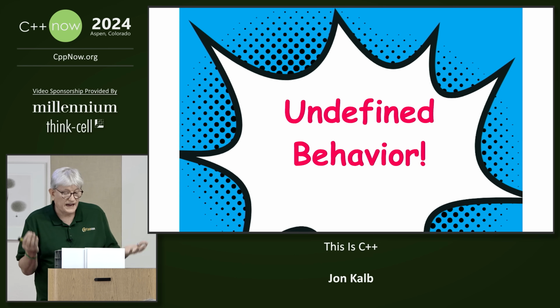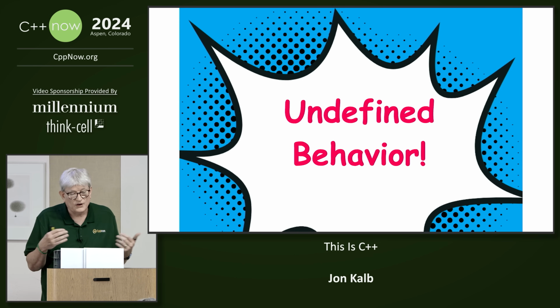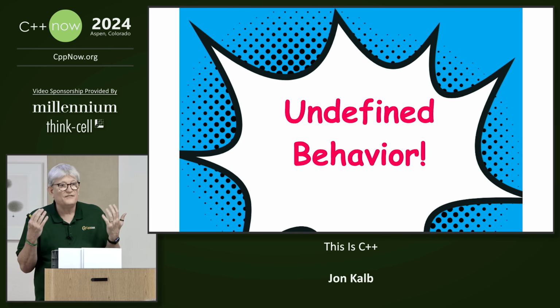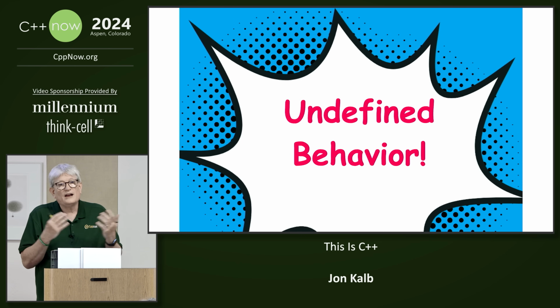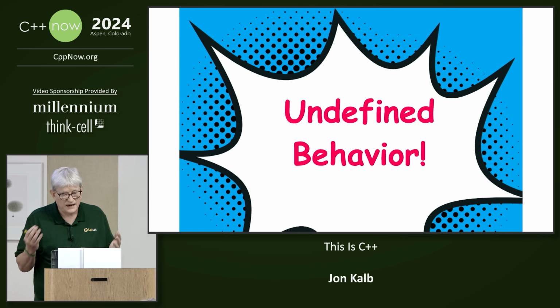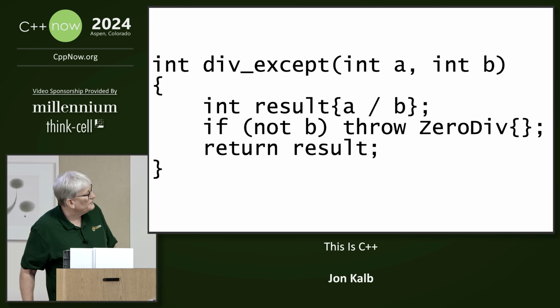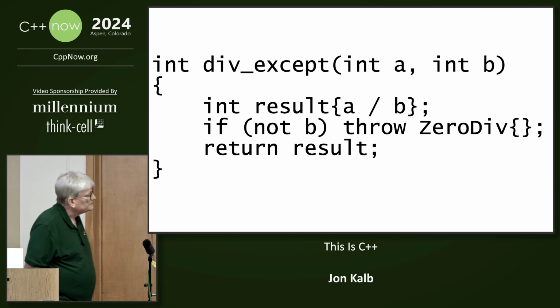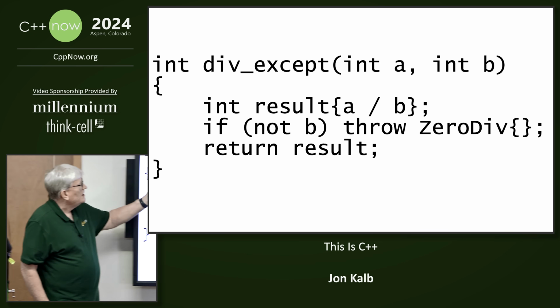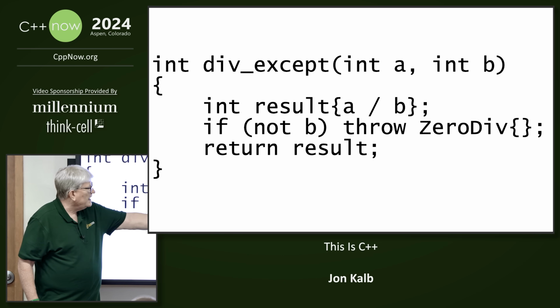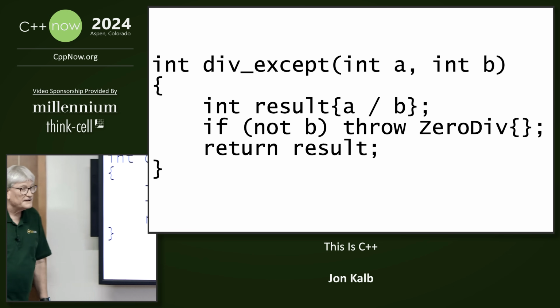Undefined behavior does in fact happen if you have buggy code. So how can they just ignore that? Well, anytime undefined behavior does happen, the compiler writer is effectively off the hook. It doesn't matter what they generate. So they simply assume that it never happens. So let's take a look at the division where we're throwing an exception. So in this case, we're calculating the division. If it turns out that B is zero, then we throw this zero div, right?